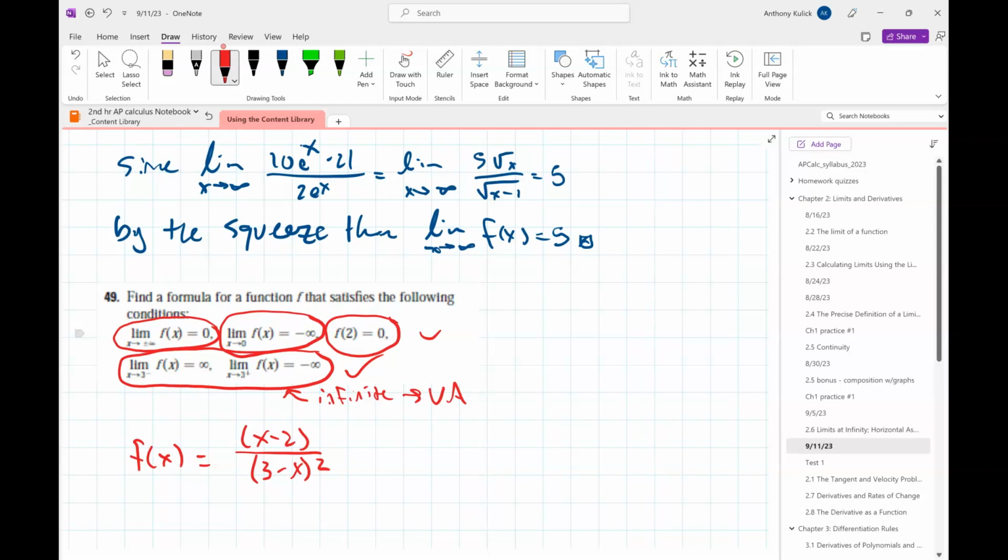What's that telling me? That's another vertical asymptote, right? What's the factor that's going to be in the denominator for that one? This one was x minus 3 or 3 minus x, right? What's this one got to be? x minus 0, or just x, right?